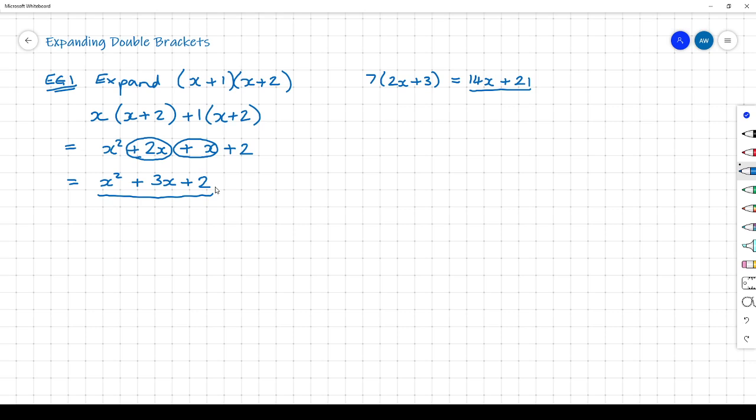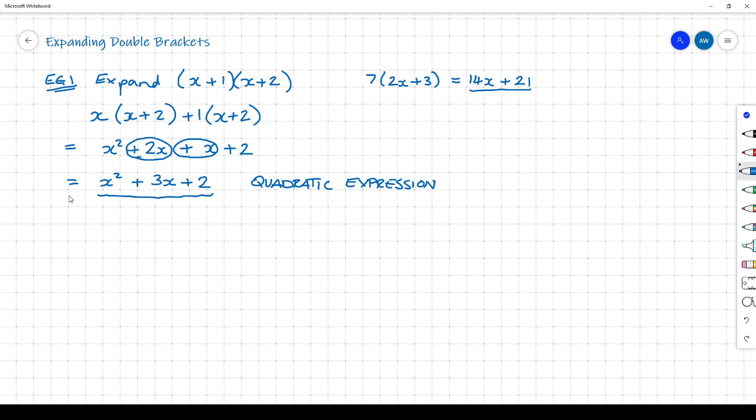This is an expression, it's not an equation. We can't solve it, it's not equals something, although we will be moving towards that in future videos. We call this a quadratic expression.